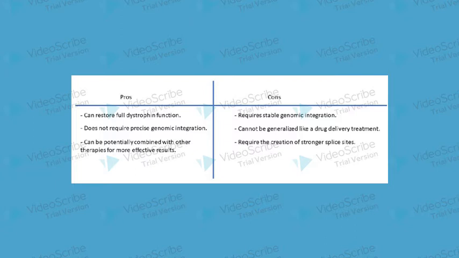Another con, however, is that it cannot be generalized like a drug delivery treatment, as it would probably need individuals to give their cells in order to be treated and then transplanted back in. However, another pro is that this therapy could then potentially be supplemented with other therapies such as exon skipping therapy, because exon skipping therapy can then be used to make certain splice sites less effective, thus making the supplement and trans-splicing more effective.